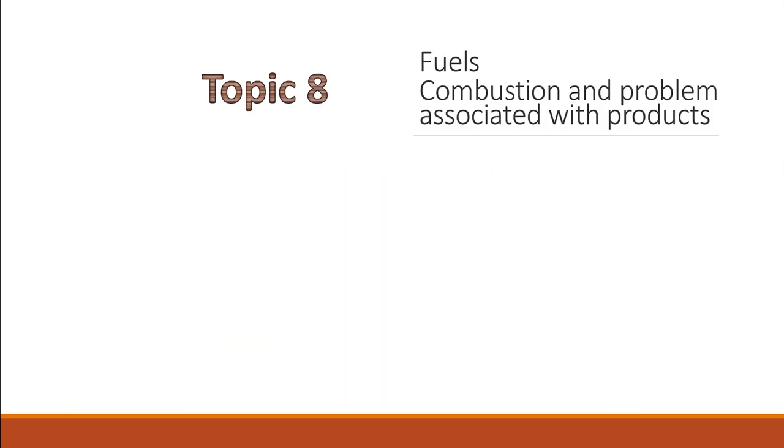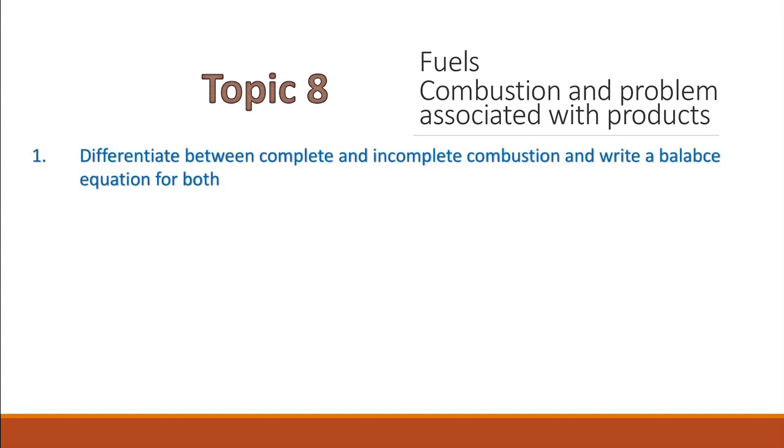Combustion and problems associated with products of combustion. You should be able to differentiate between complete and incomplete combustion and write a balanced equation for both. Remember that complete combustion produces carbon dioxide, water vapor, and also heat. And in incomplete combustion, there will be carbon monoxide and sometimes carbon or soot.